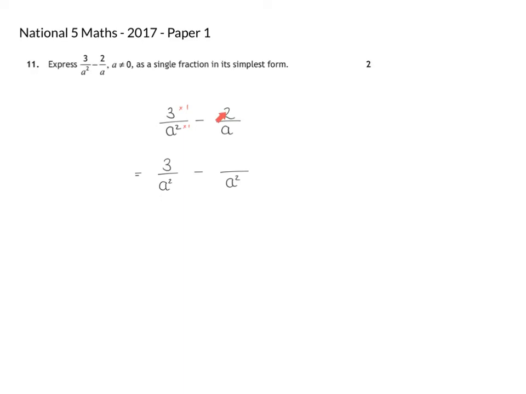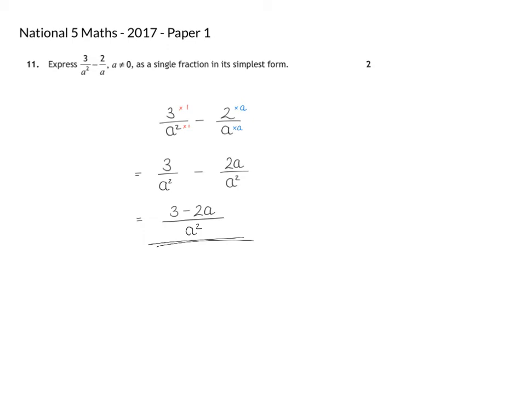Looking at the fraction on the right, to go from a to a squared, what I have done is I have times by a, and whatever I do to the bottom, I have to do to the top as well. So the top of that becomes 2a. When we're doing this then, we can just do a subtract, so we end up with 3, take away 2a, because we're just doing the numerator, the top of the left fraction, 3, take away this. That's all we're doing. And then the bottom, the denominator, stays as a squared.